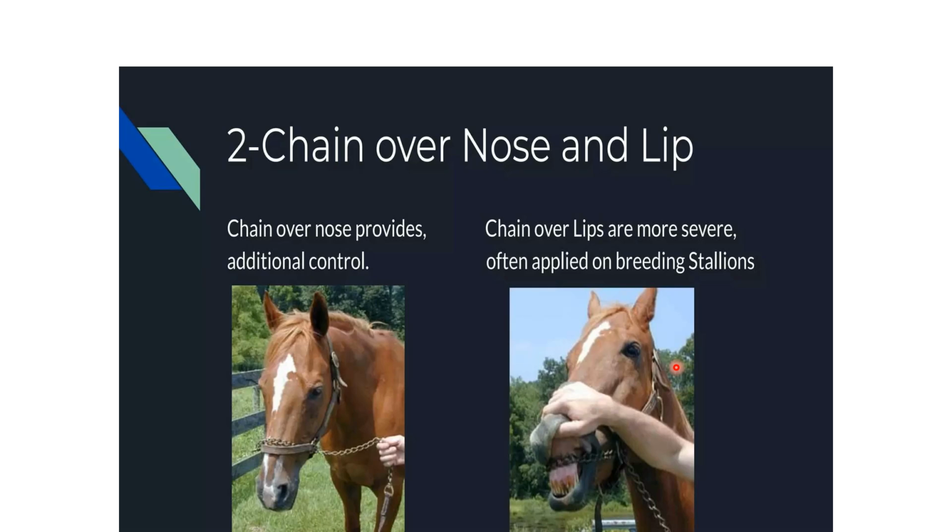Then sometimes the horses are also chained over the nose and also the lip. So the chain over the nose provides additional control, and chains on the lips are more severe, often applied for breeding stallions.